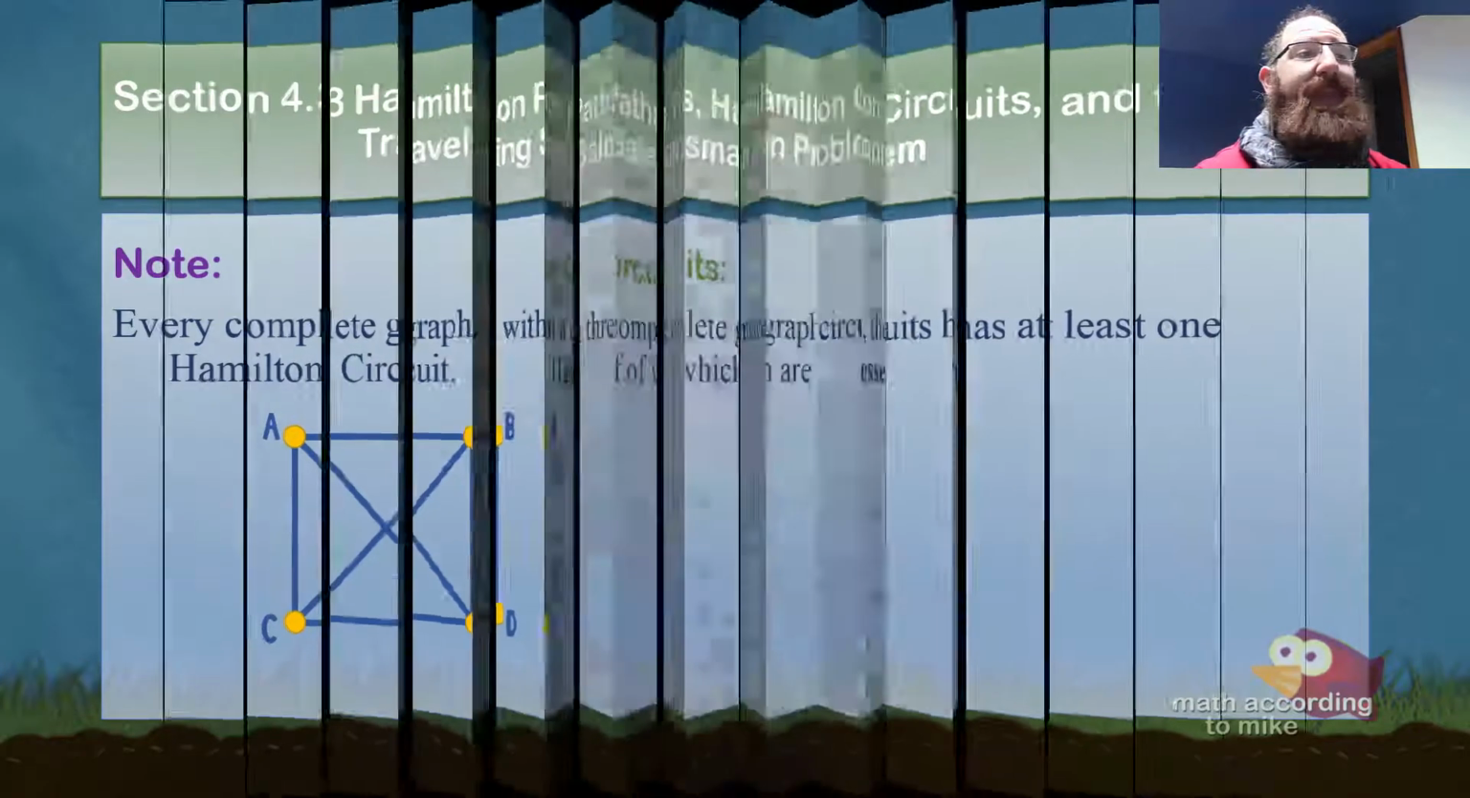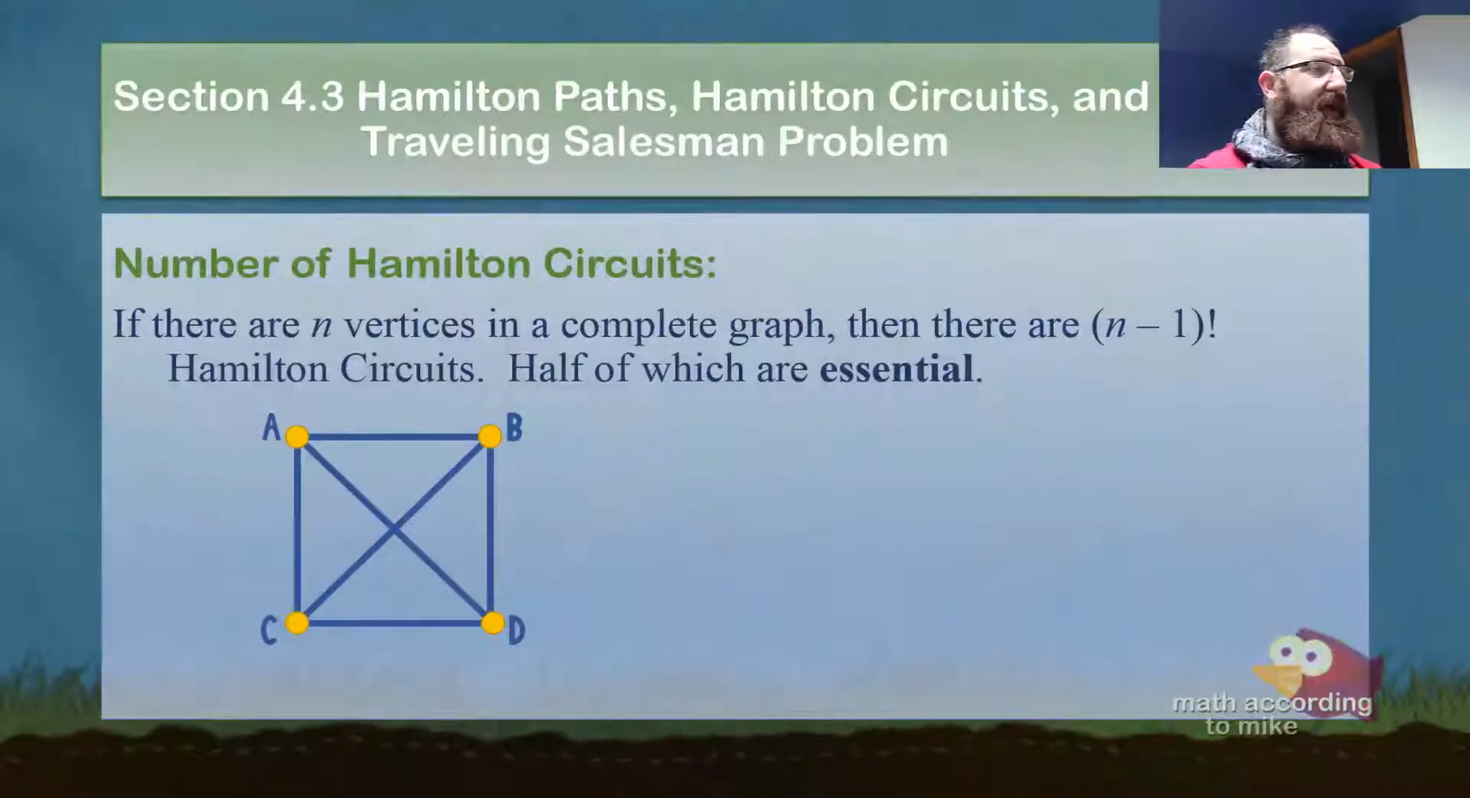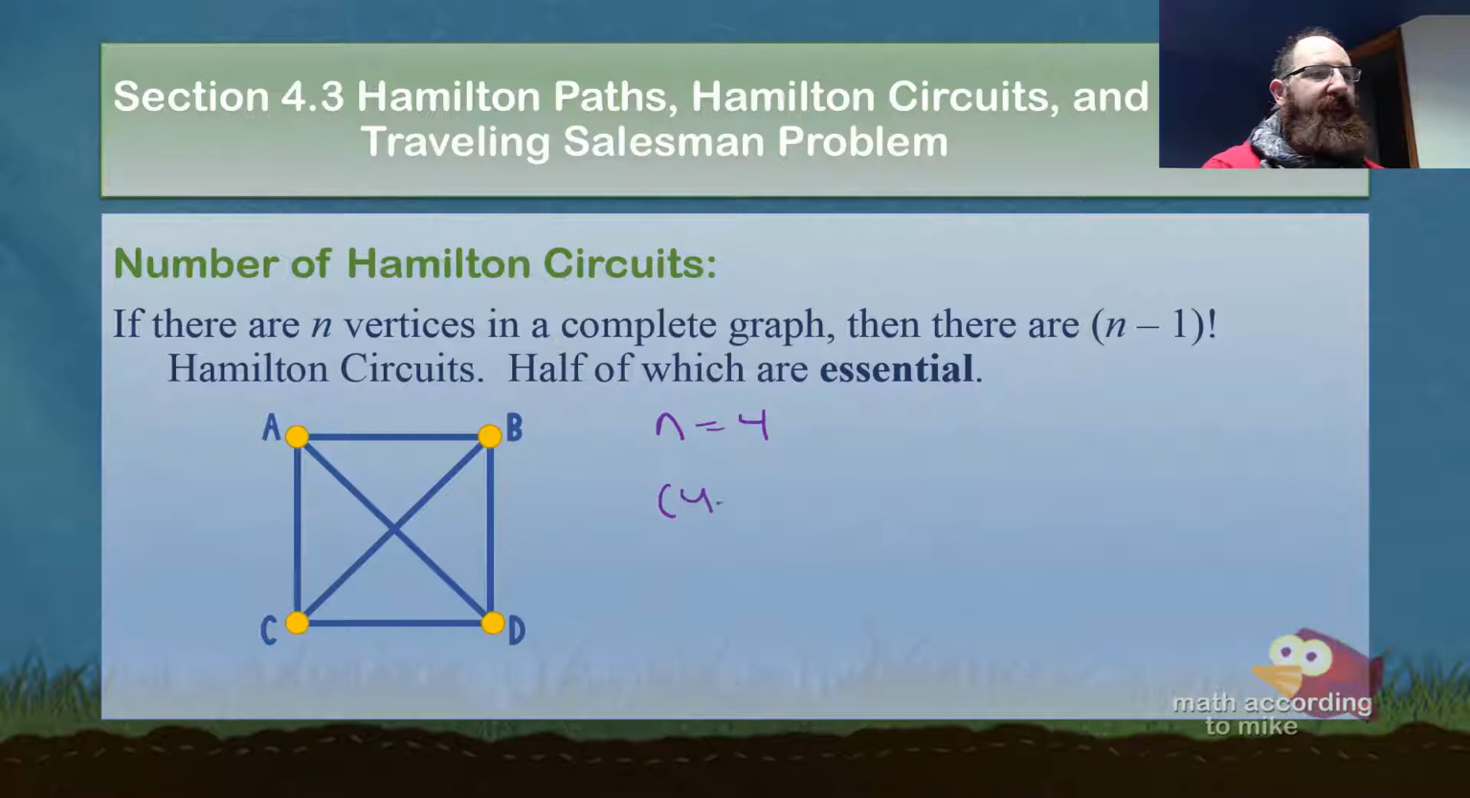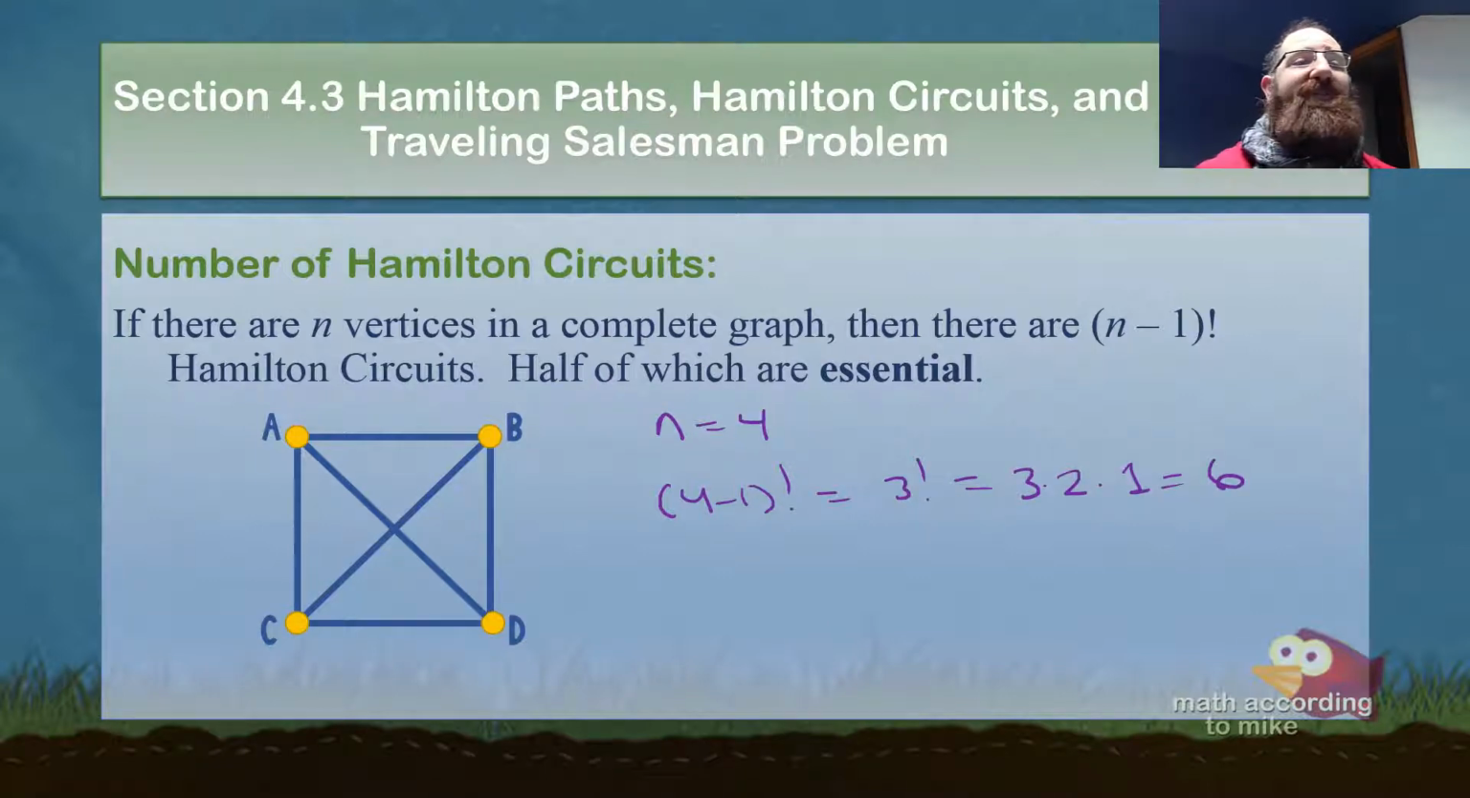Now, there's a way to know how many Hamilton circuits you can have. And I throw in a word here. Let me actually change colors real quick. So if there are n vertices in a complete graph, then there are n minus 1 factorial Hamilton circuits. We saw the factorial earlier. So we have 4 vertices, so our n is 4. So 4 minus 1 factorial, well, that's the same thing as 3 factorial. 3 factorial is 3 times 2 times 1, which is 6. So there are 6 Hamilton circuits.